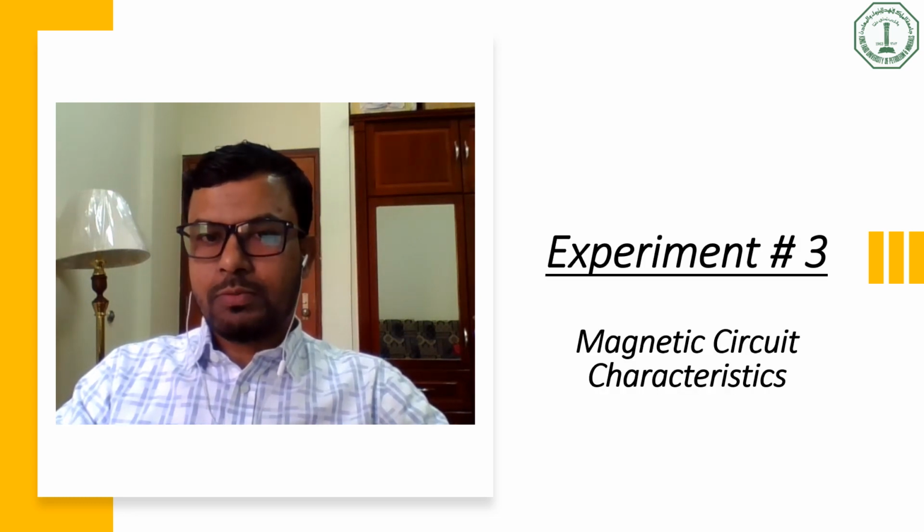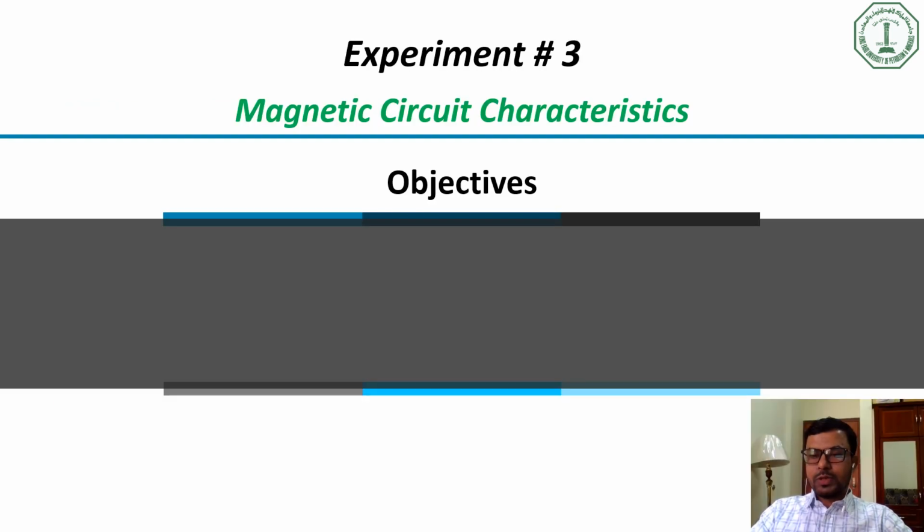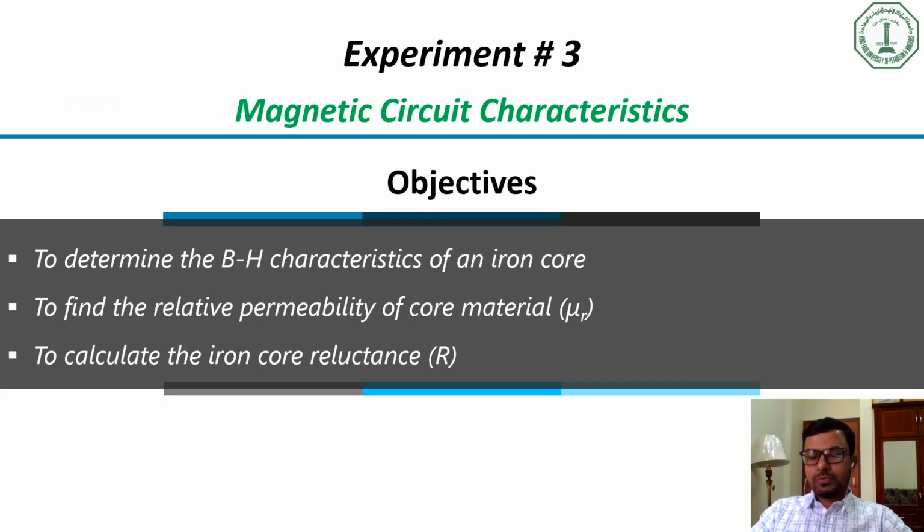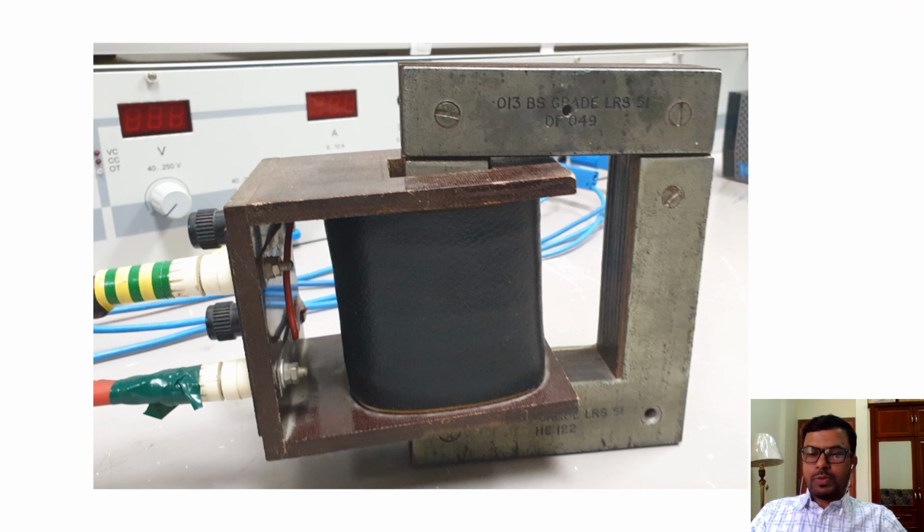Today we will be demonstrating experiment number 3. The name of the experiment is magnetic circuit characteristics. In this experiment we have three objectives. Our first objective is to determine the BH characteristics of an iron core. Our second objective is to find the relative permeability of the core material, and our third objective is to calculate the iron core reluctance. In this experiment we will be using this magnetic core.